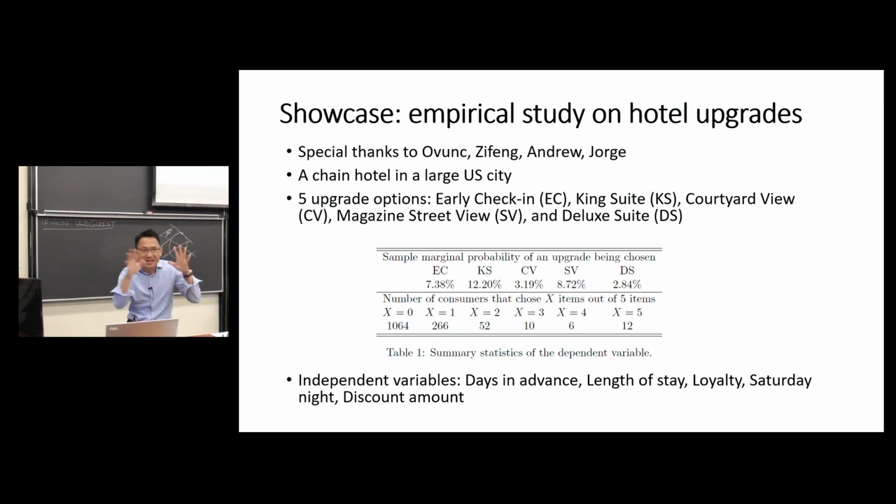In the logit choice model, and in many discrete choice models, customers choose at most one. Here in this model, customers may choose multiple options. Some customers may choose early check-in and a deluxe. It's possible. So it allows you to choose multiple options. The model is more flexible than the classic discrete choice models. So your benchmark is the independent model.